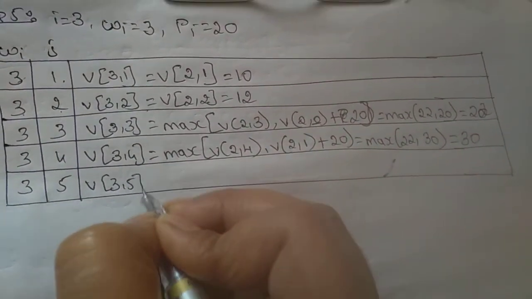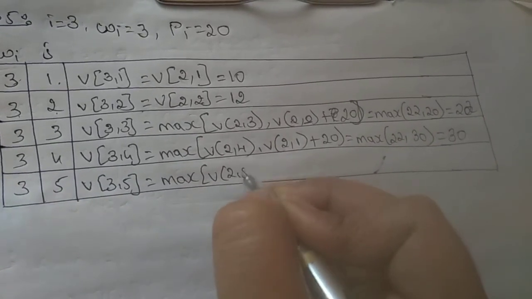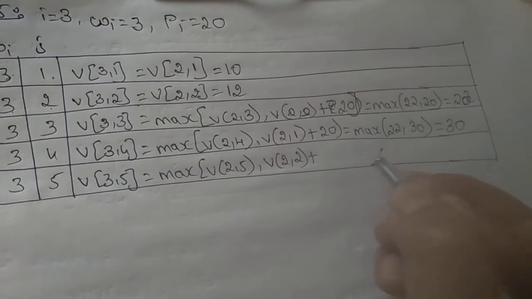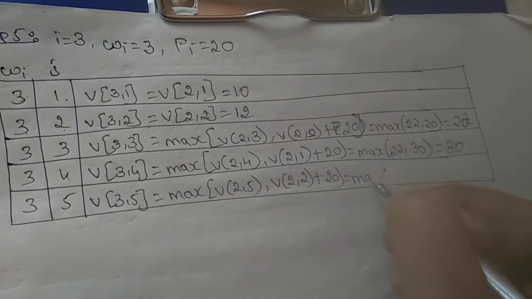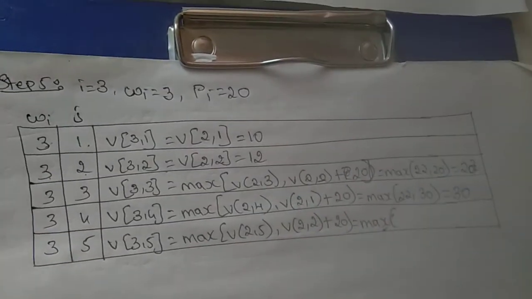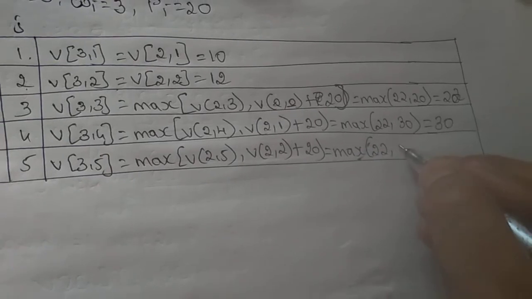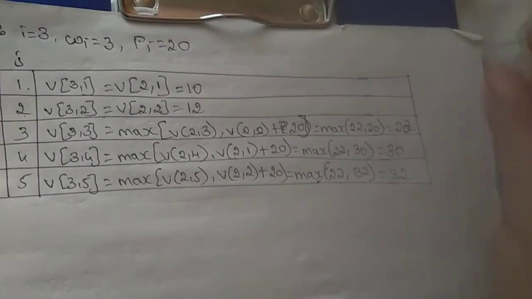Then v of 3, 5, again it is max v of 2, 5, then v of 2, 5 minus 3 is 2, 2 plus 20. So max of v of 2, 5, what is v of 2, 5? It is 22. v of 2, 2, it is 12. 12 plus 20 is 32. Maximum is 32. I'll take 32.